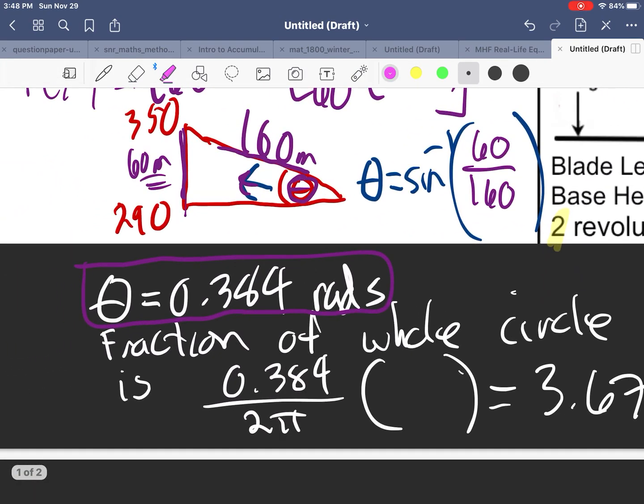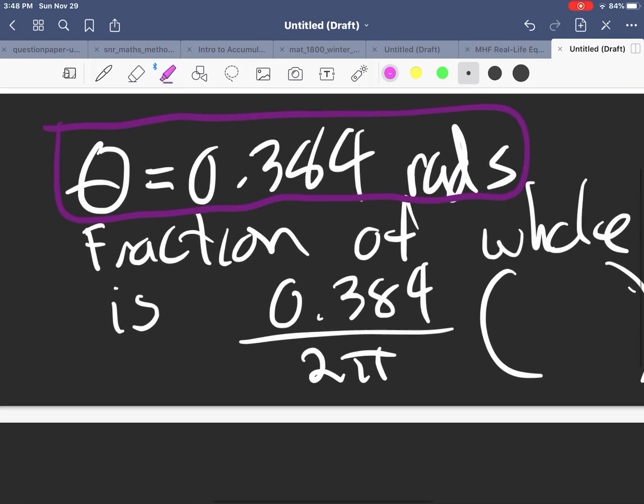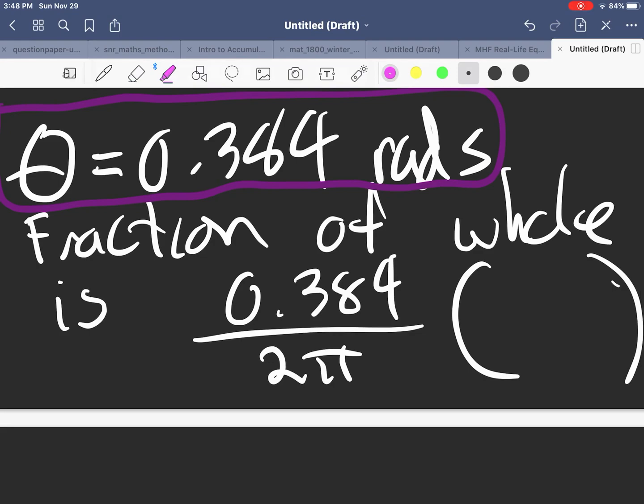So it's 0.384 radians. Well, here's what I know. What fraction of a whole circle is that? Well, it's 0.384 radians out of 2 pi. This is no different than saying, because 1 radian is 57 degrees, so that's maybe 25 degrees, something like that, right? So that would be like saying 25 degrees out of 360. So I'm going to say 0.384 divided by 2 pi.